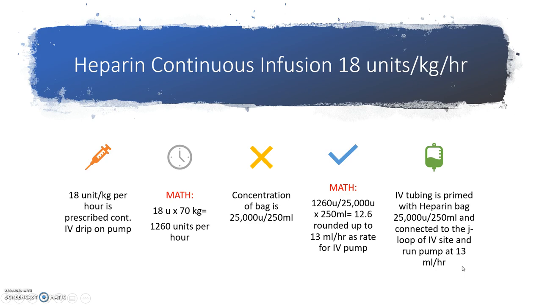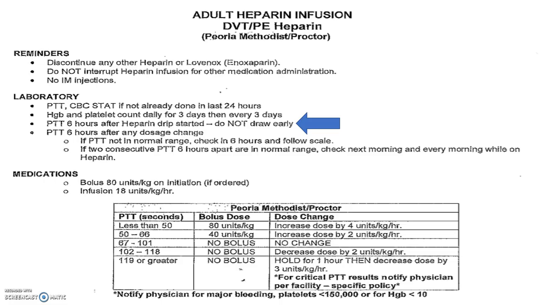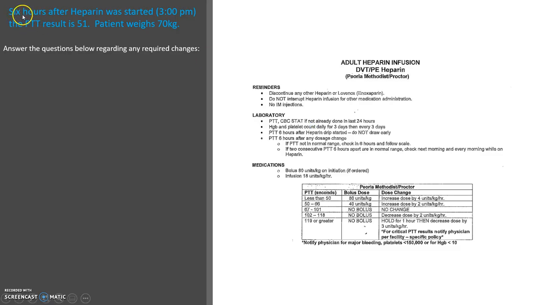So this has been done at 9 a.m. Okay, so 6 hours later, PTT 6 hours after the heparin drip has started. We do not want to draw that early. We want to give them a full 6 hours. So the drip was started exactly at 9 a.m. So at 3 o'clock p.m., 6 hours after the heparin was started, the PTT result is 51. Your patient still weighs 70 kilograms.